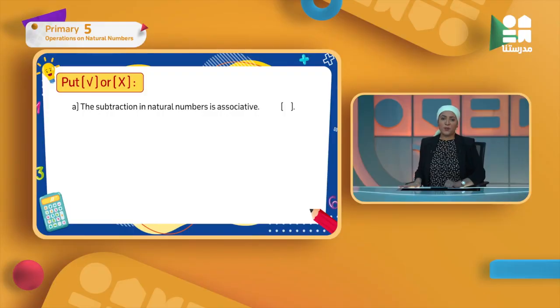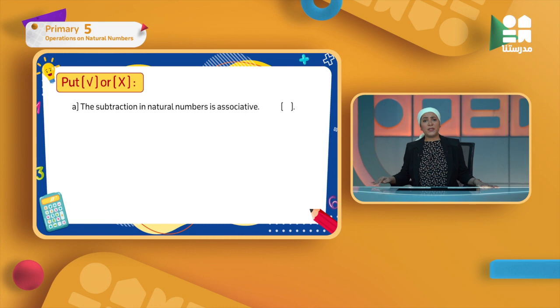Put tick or wrong. The subtraction in natural numbers is associative. We said that the four properties that we have in subtraction are not applied here. So in addition, yes, we have all the properties, they are working, while in subtraction, no. We have conditions in almost all of them, so they're not working. So the subtraction in natural numbers is associative, it's wrong.